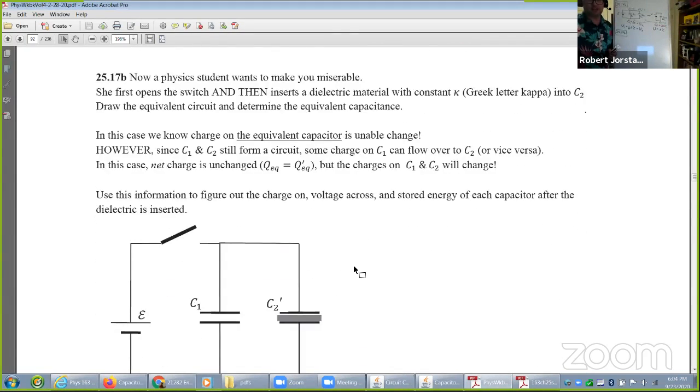A physics student decides to make you miserable. Now the physics student is going to open the switch, then insert a dielectric with constant kappa. I think it's lowercase, but let's worry about that later. And we're going to stick that into C2. Notice this is the notation I'm going to use in the book. This is the one that got changed, so in the after state, I'm going to call it the prime state. So this one is C2 prime.